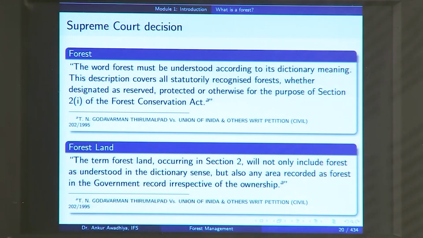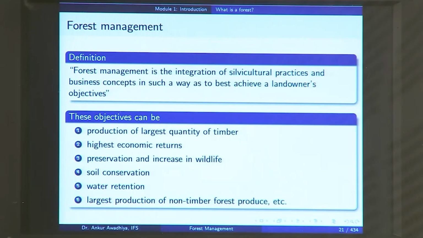So, whether this land belongs to the forest department, or whether this land belongs to the revenue department, or whether this land belongs to a private person, it is immaterial. If it is recorded as a forest under any forest records, under any government records, then it is a forest land.